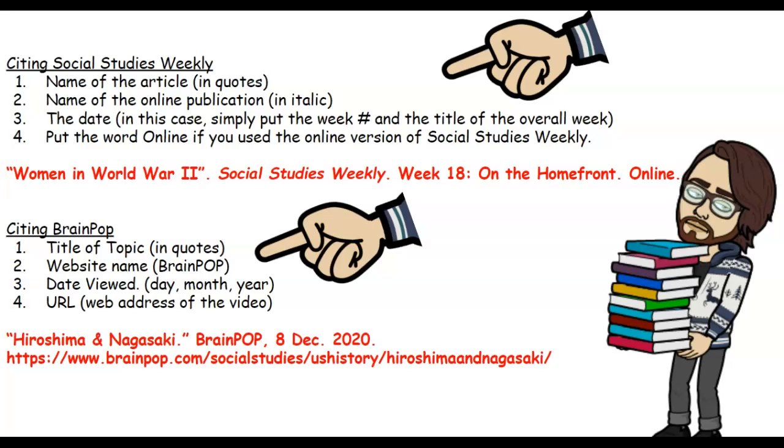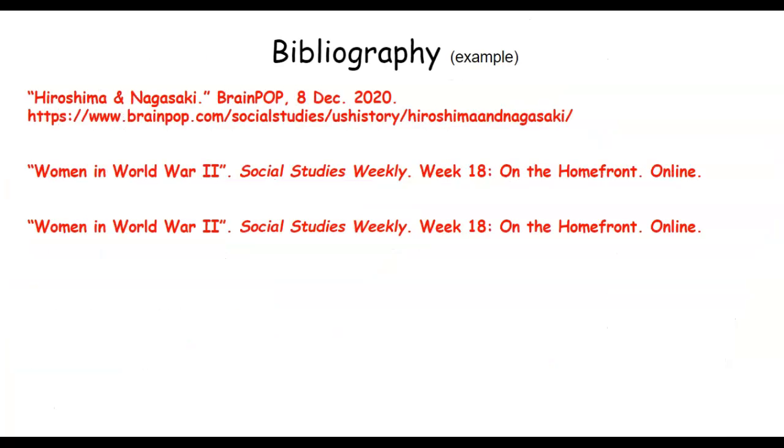Same thing if you're citing Brain Pop, you would have the title. Okay, Hiroshima and Nagasaki. The Brain Pop name is the website, and then you put when you viewed it. So once again, with a website, you want to list the date that it's viewed because it could potentially be changed or taken down. And so listing when you did get that information and what the web address is important.